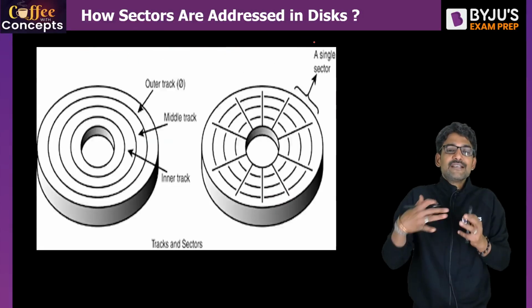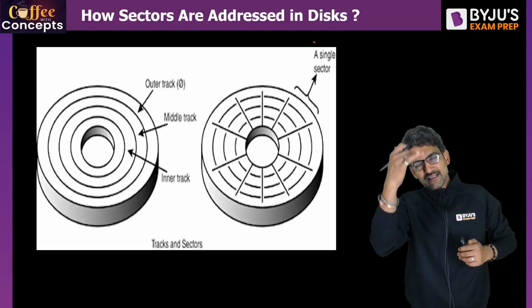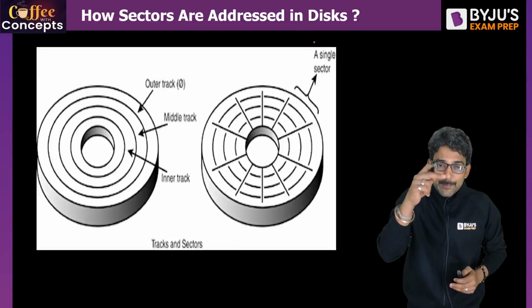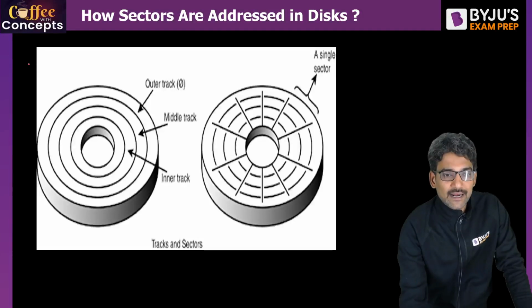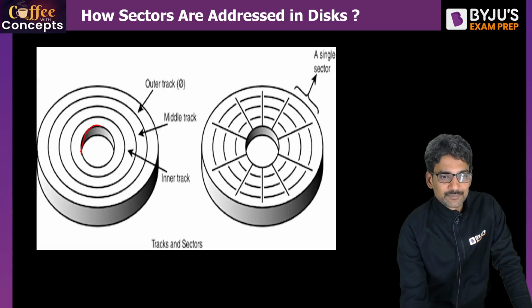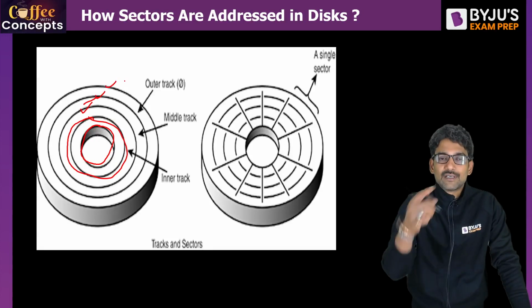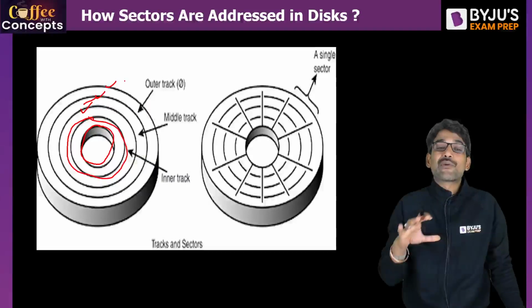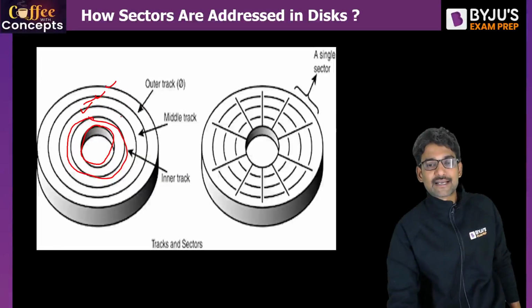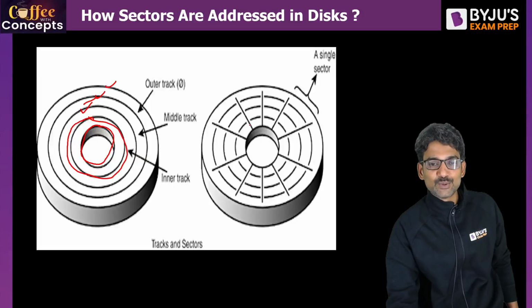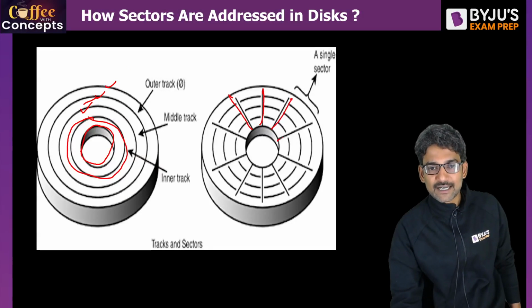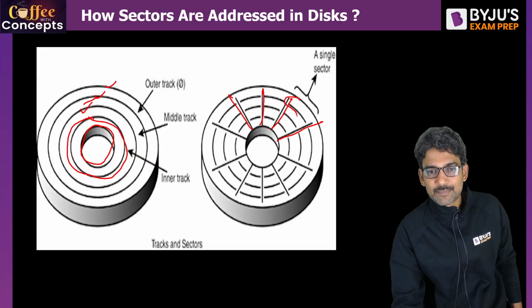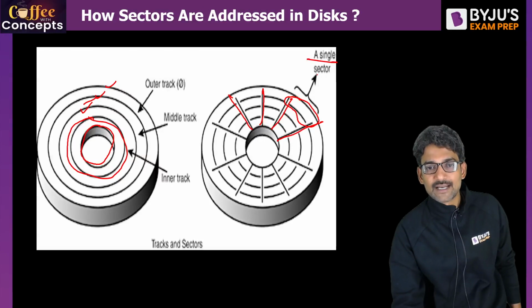Now every surface of the disk is partitioned into tracks. You can clearly see tracks in this image. This one, this one, this one. These are all called circles, tracks. And every track is again partitioned into sectors. In this image you can see these sectors. So this partition, this area, you can call a sector.